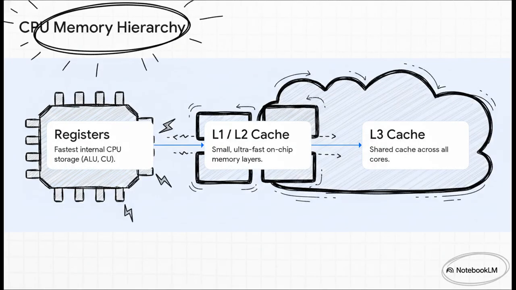Now, to work as fast as possible, the CPU has this brilliant system called a memory hierarchy. Look at this. The data it needs right now, this very microsecond, is in the registers, the fastest possible storage built right into the core. Then you have these tiny ultra-fast caches, L1 and L2, for data it's probably going to need soon. And finally, there's a bigger shared L3 cache for everyone. The whole idea is to keep the most important data as physically close to the brain as possible.